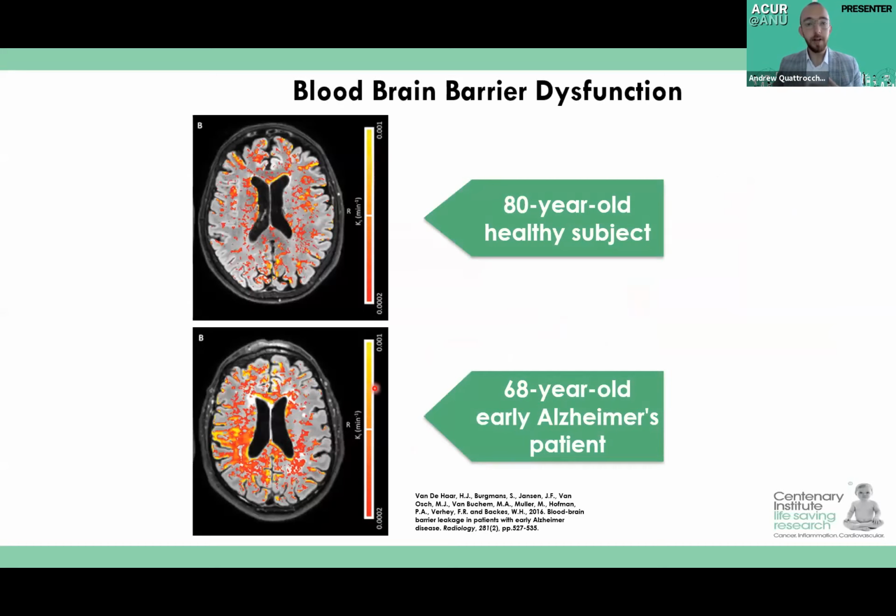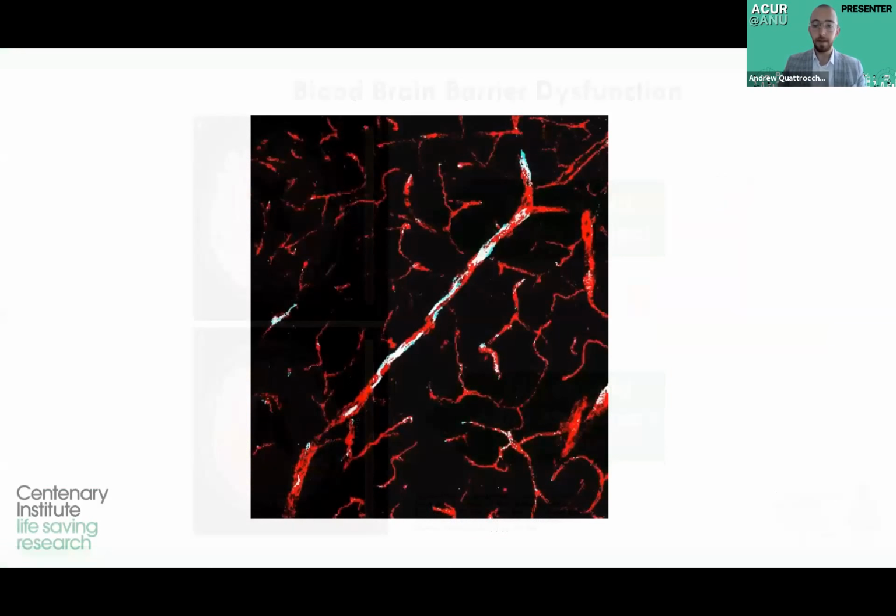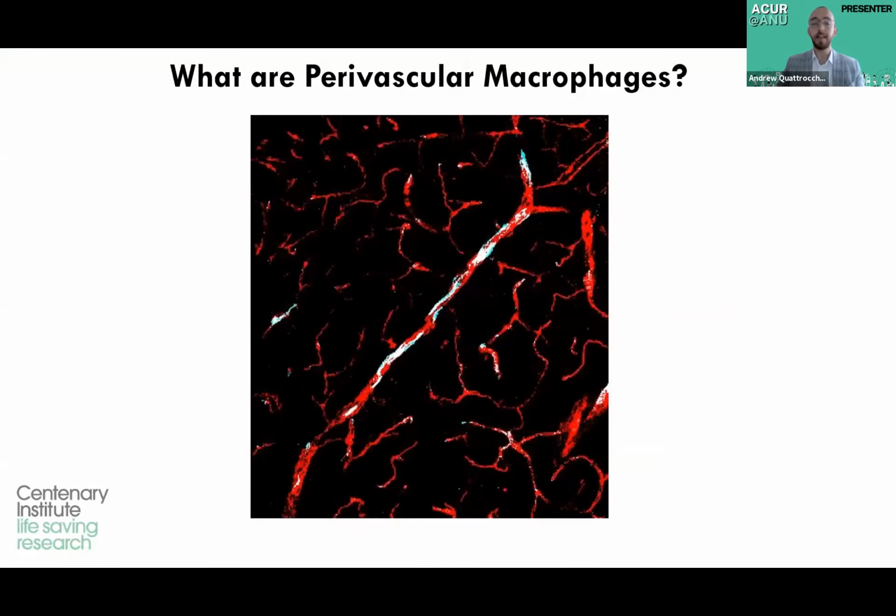However, as demonstrated by this fMRI, where the red and yellow corresponds to the amount of leaking tissue, at a much earlier age in Alzheimer's disease, there is a significant increase in vascular dysfunction and leak. This leak occurs as a result of the alteration of the blood-brain barrier. Therefore, we are interested in understanding the cells of the blood-brain barrier and how they contribute to this vascular leak.